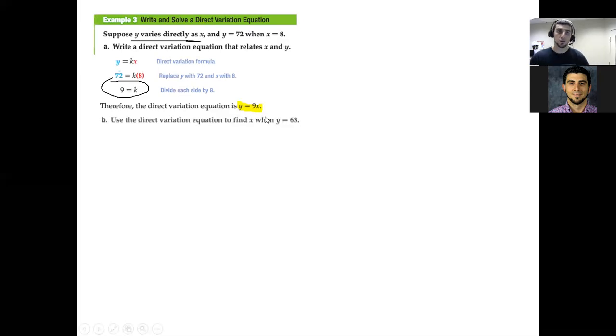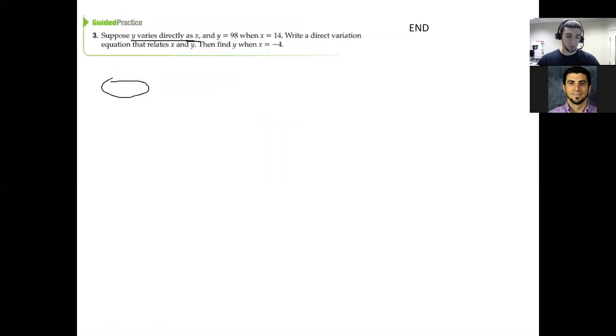Okay, here's another one. Use a direct variation equation to find x when y is 63. This is part B actually. So now I have the equation, and they want to know what x is when y is 63. So now I know what k is. I can plug in 63, solve for x, and I get x equals 7. So therefore, x equals 7 when y equals 63.